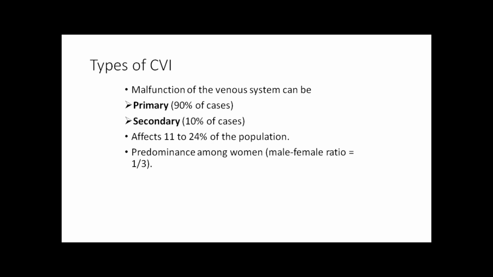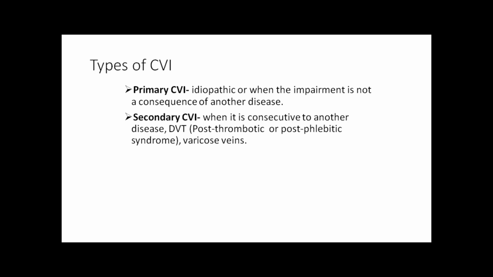Predominance is among women, with a woman to man ratio of 3:1. As I said earlier, idiopathic, or when the impairment is not a consequence of another disease, is called primary. When it is consecutive to another disease, especially deep venous thrombosis, that is post-thrombotic or post-phlebitic syndrome.